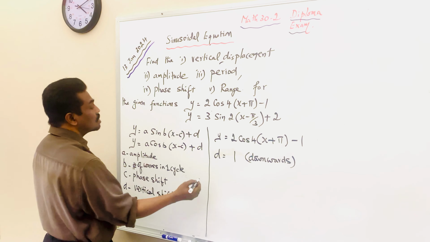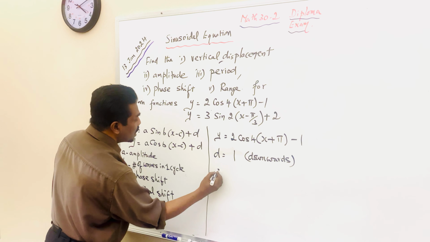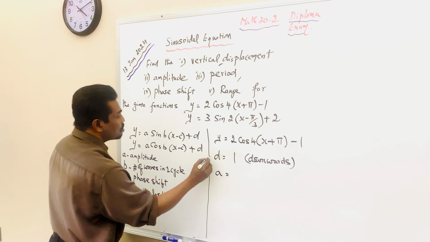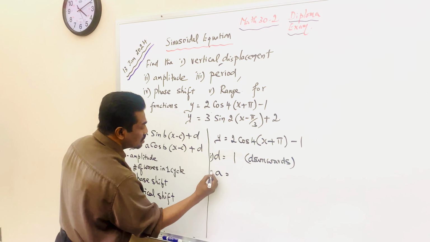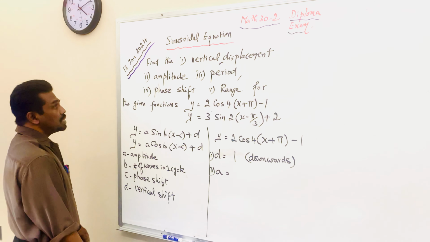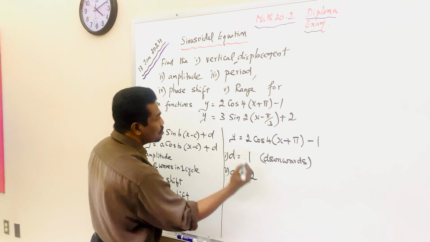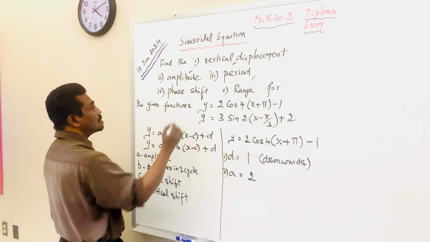The next one is the amplitude, A, for this one. Second one, I can put numbers 1, 2. For amplitude, we know this one. The first part is the amplitude. So that is done. Period.